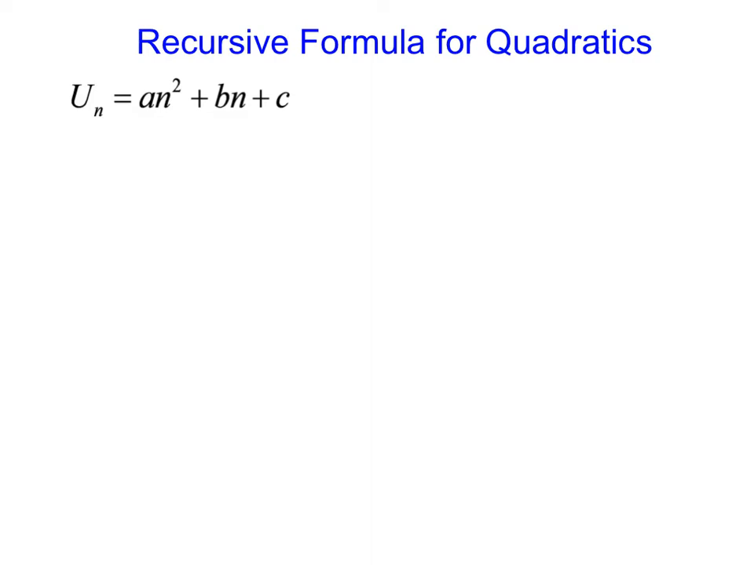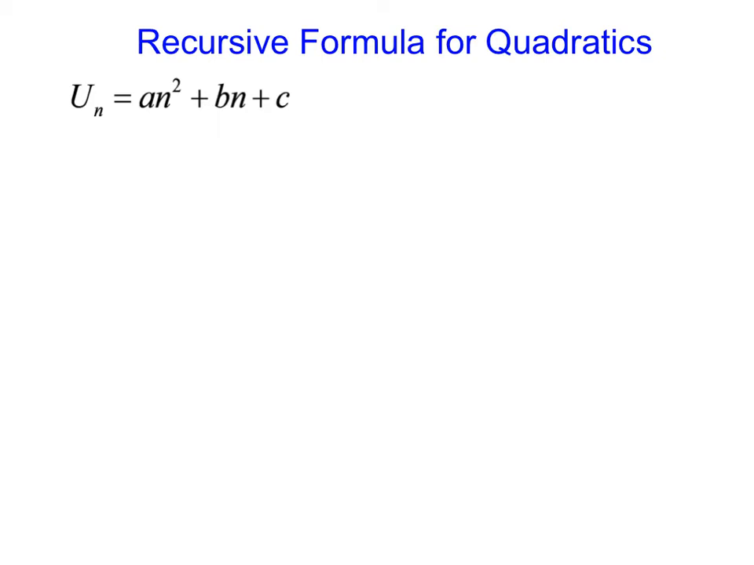Hello there. In this video we're going to go through the proof again of the recursive formula for a quadratic and where that b minus a comes from. So right out at first I'm going to define u sub n as an squared plus bn plus c. This is the same as ax squared plus bx plus c.